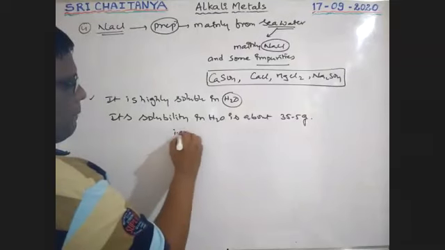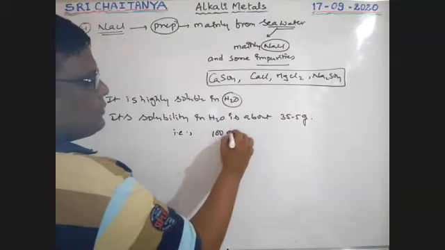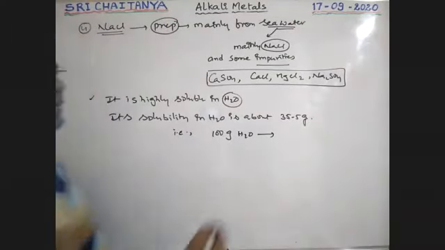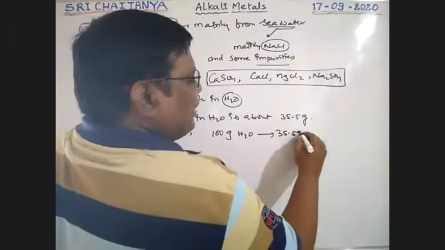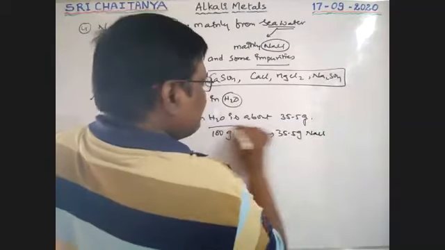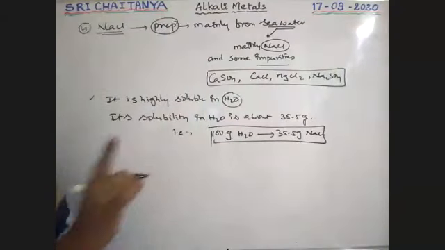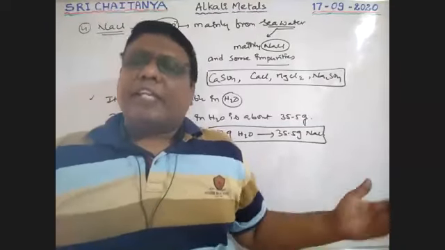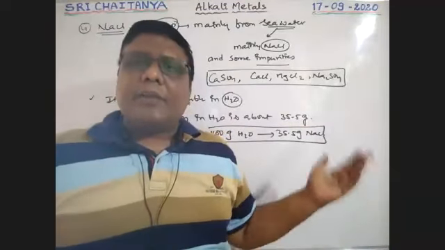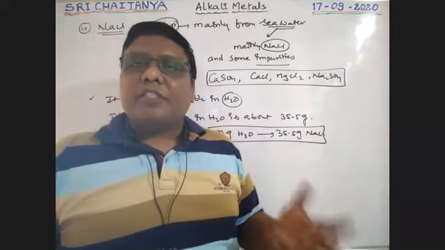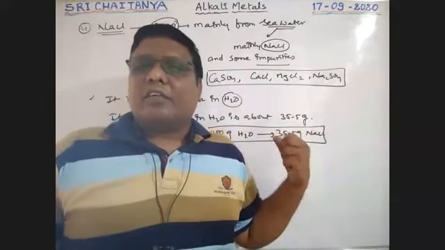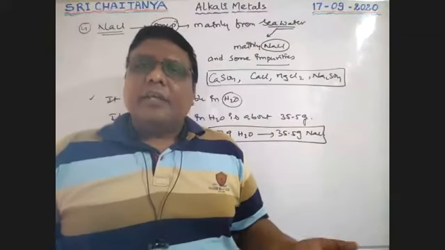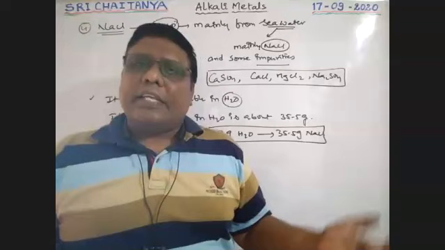That is, 100 grams of water can dissolve 35.5 grams of NaCl. So this is possible, boys. In 100 grams of water, almost 35.5. Roughly in our textbook, 36 may be there. 36 grams of NaCl may be dissolved. That means a very, very huge amount of NaCl is dissolved in 100. That's why its solubility is 35.5 grams or 36 grams.